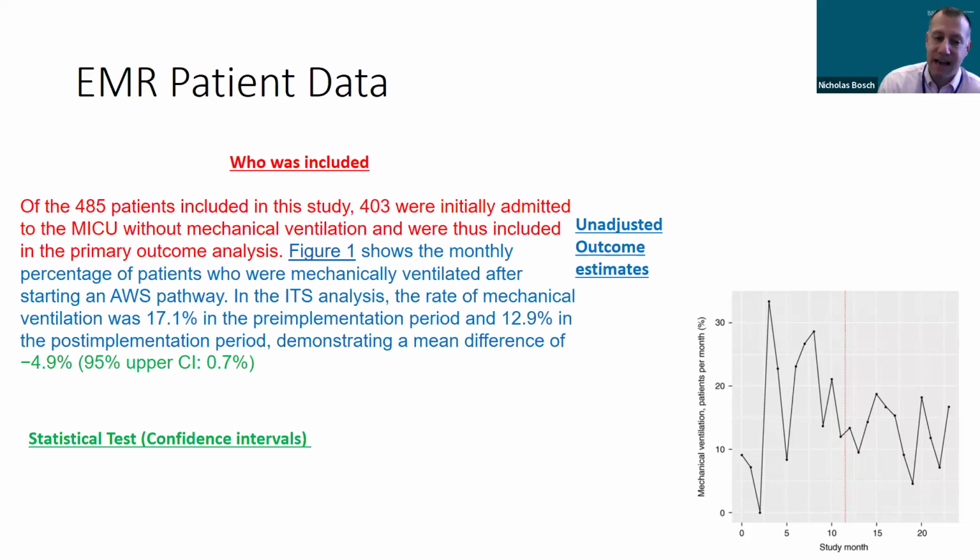That's this estimate. So here's the effect estimate of negative 4.9 in green. And that means that compared to the old protocol, there was a negative 4.9% absolute risk difference in mechanical ventilation compared to the old protocol. And the confidence interval is 0.7, and that was below our non-inferiority limit.